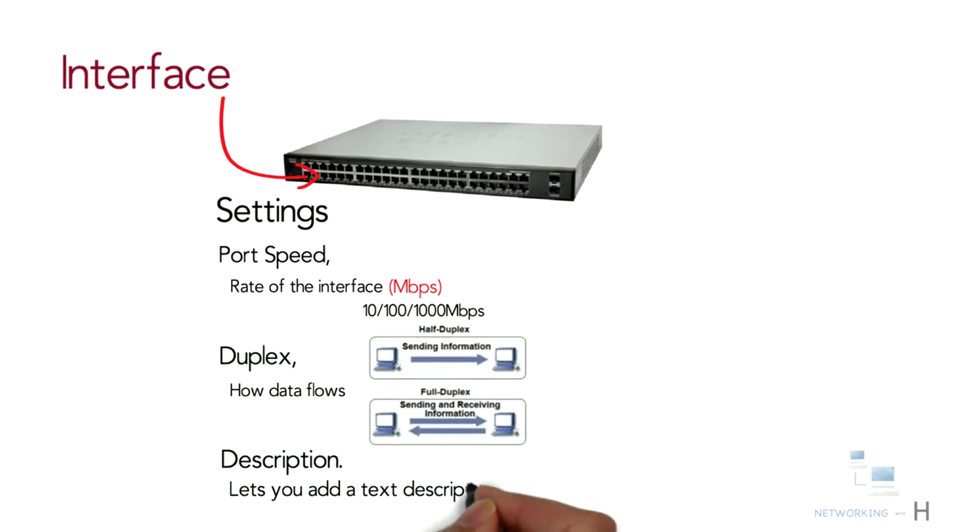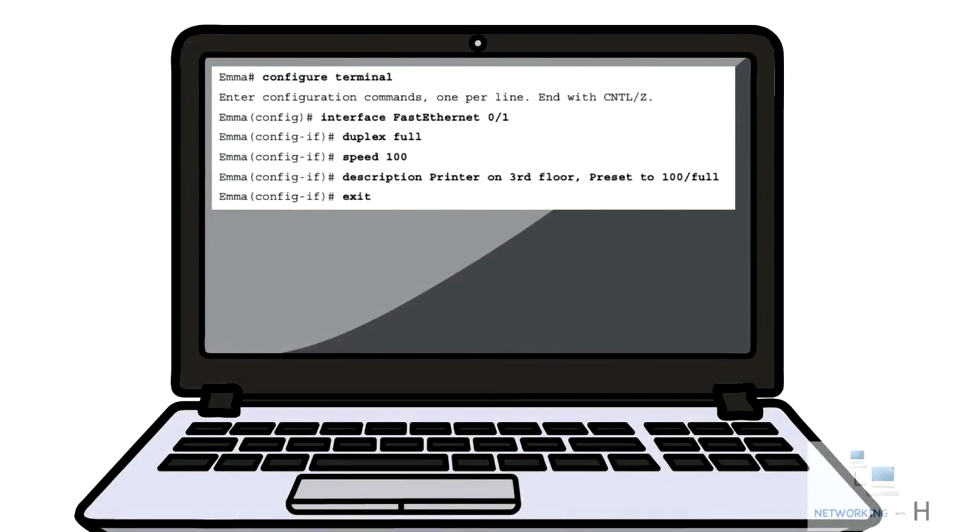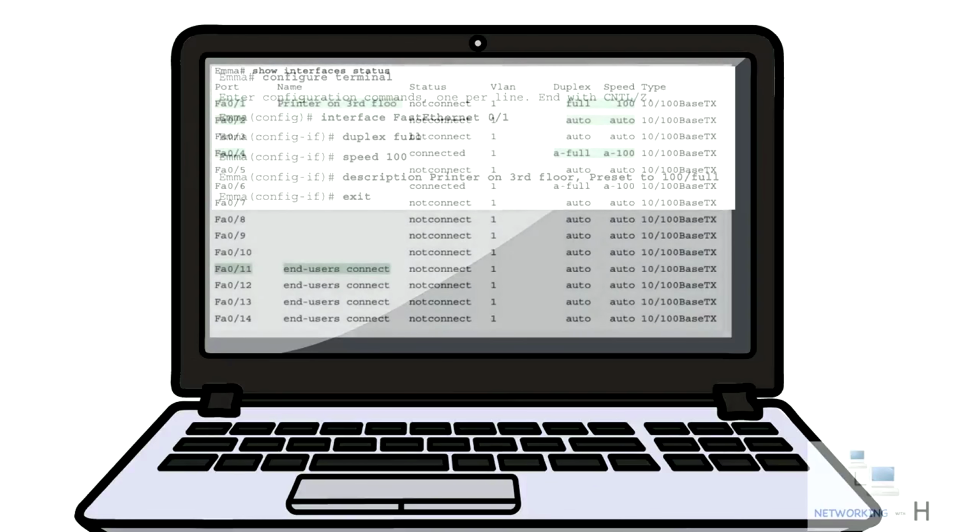The description text interface subcommand lets you add a text description to the interface. It is meant to provide a reminder in the configuration of what certain interfaces are used for. It is a text description configured by the administrator. For instance, let's take an example that configures the duplex, speed, and description commands, all just after the interface FA0/1 command, which means that all of these configuration settings apply to interface FA0/1 and not the other interfaces.